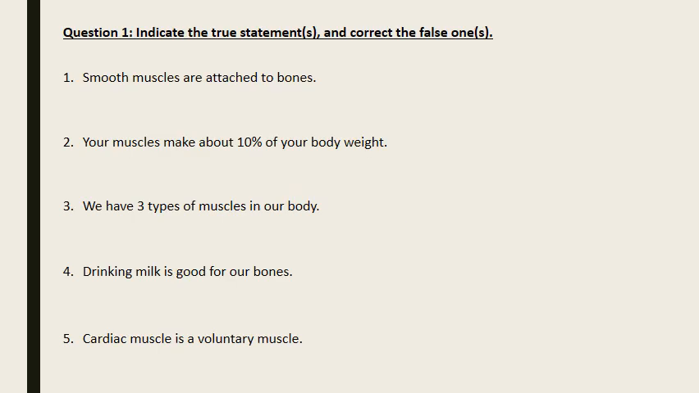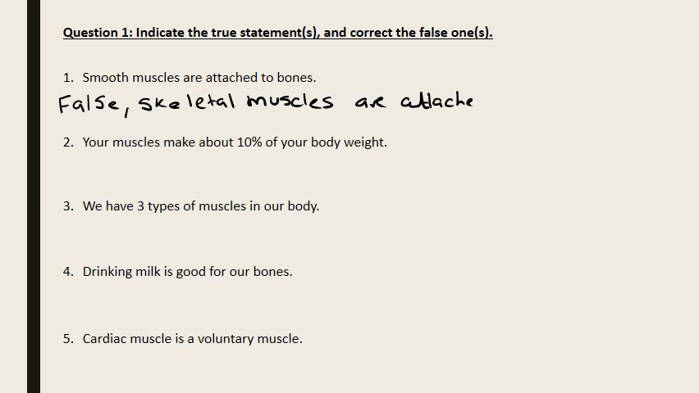We will now do the questions for the exam review. Question 1 says, indicate the true statements and correct the false one, or ones. Smooth muscles are attached to bone. This is false. It's the skeletal muscles which are attached to bone.